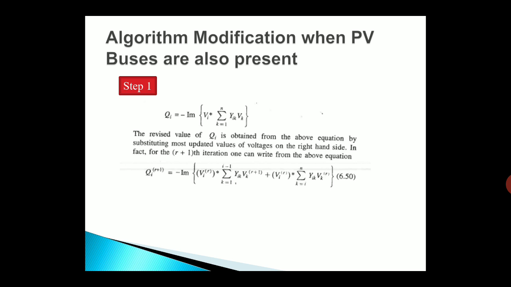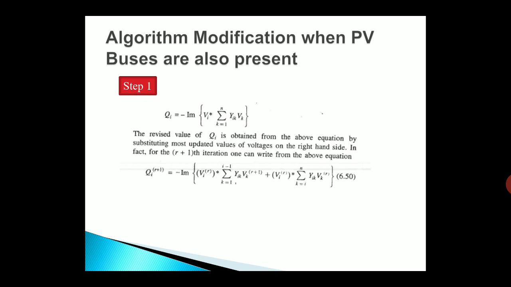See, now what we do, we find the Qi. How are you finding Qi? It is the imaginary part of V star I. Now here I is replaced by sigma of Yik into Vk, that is, the sum of all the currents going out from i to the different buses. So this revised value of Qi is obtained from the above equation by substituting the most updated values of the voltage on the right hand side.